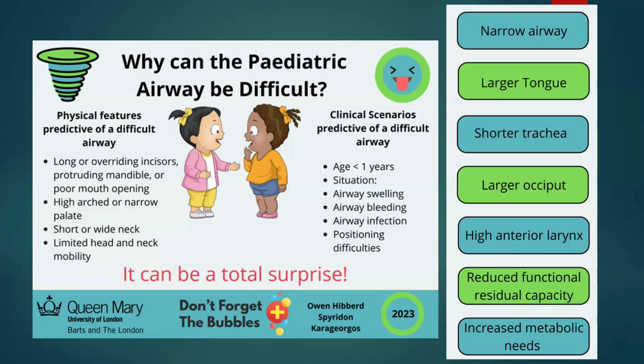Essentially, it boils down to the fact that children have narrow airways. They have a larger tongue that takes up more space. They have a shorter trachea, meaning manipulations are more difficult. A larger occiput, so patient positioning is difficult. A high anterior larynx that is difficult to bring into view. And on top of this, they also have a reduced functional residual capacity and increased metabolic needs. Which as a baseline means that these children do not have the time that we can afford them for their apnea before intubating them, and if they're critically ill as well, this demand on their body is even higher.